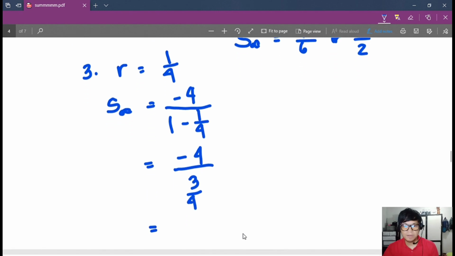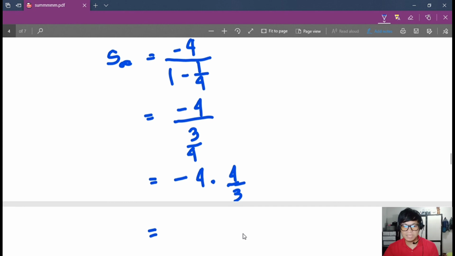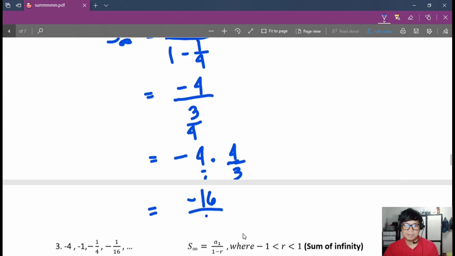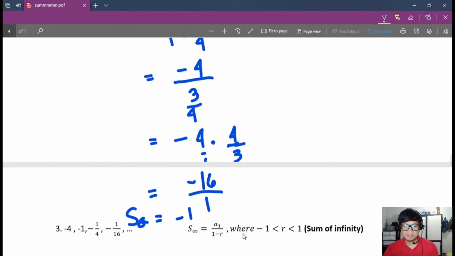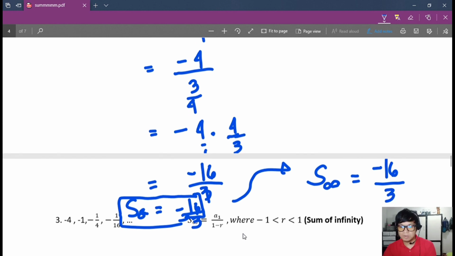Then we have negative 4 times the reciprocal of the denominator, that's 4/3. Then we have negative 4 times 4 is negative 16 over, understood na may 1 kasi yan, so 1. So the answer is negative 16. Ah, sorry, this is 3. Negative 16 over 3. The answer is negative 16 over 3. So ito ang sagot dito.